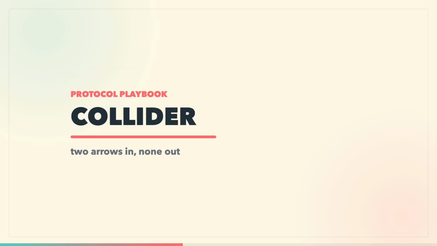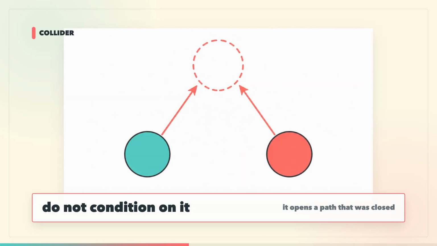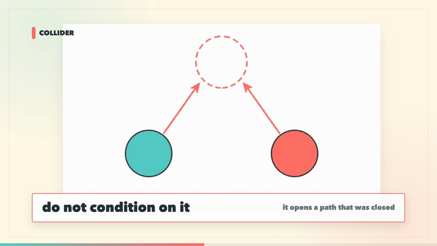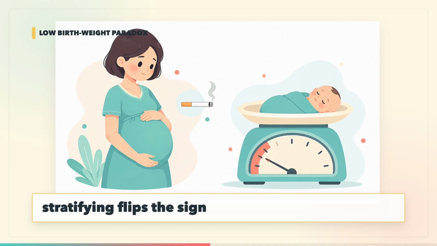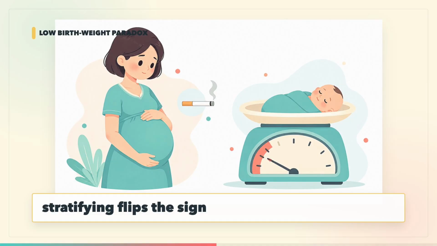Collider. A collider is a variable that's caused by both your exposure and your outcome. 2 arrows point in, none point out. And adjusting for one opens a backdoor path that didn't exist before. Example, the famous low birth weight paradox. In babies born to mothers who smoke, low birth weight predicts higher mortality. Same as in any population.